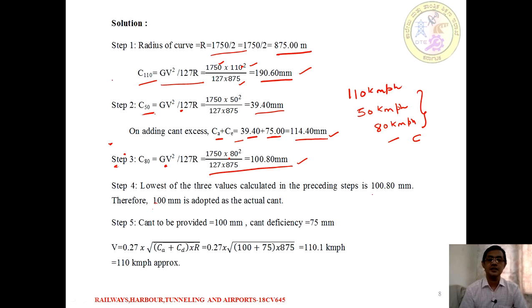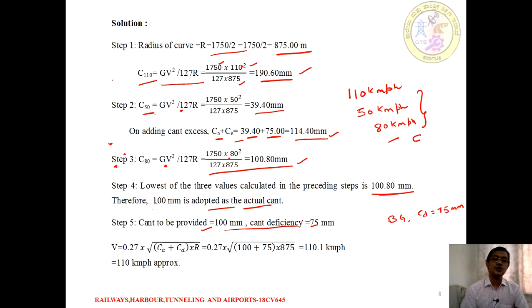So for calculation, 100.8, or say 100 mm, is adopted to get back the actual cant to be provided. As we know, for a broad gauge track, the allowable cant deficiency is 75 mm. Hence the same thing we are adopting here. So that is going to be 100 mm of cant, with the actual cant deficiency of 75 mm.